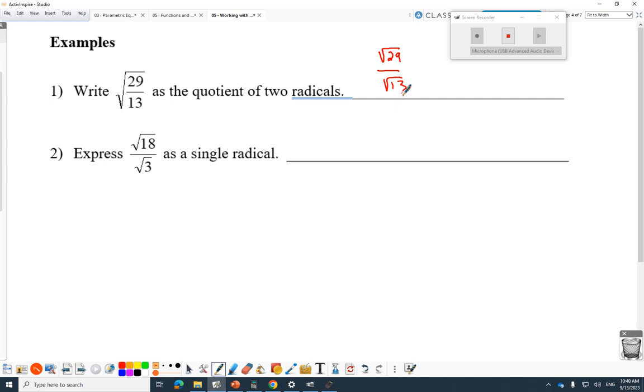Root 18 over root 3. I could make that into a single radical. Who wants to take a shot at it? What would it be when I combine these two? No tricks here. It shouldn't be too bad.